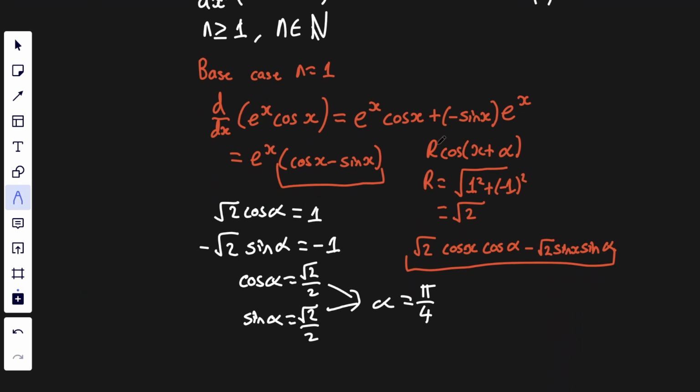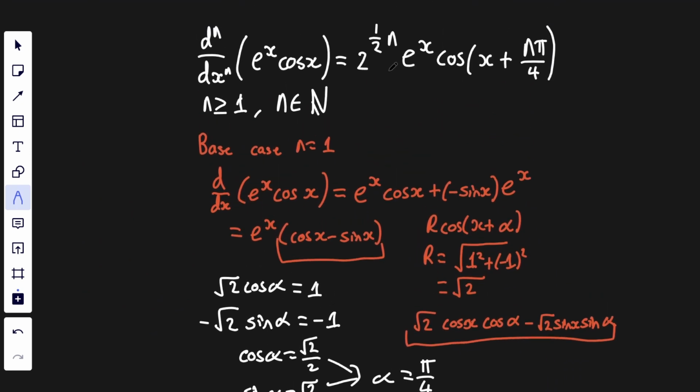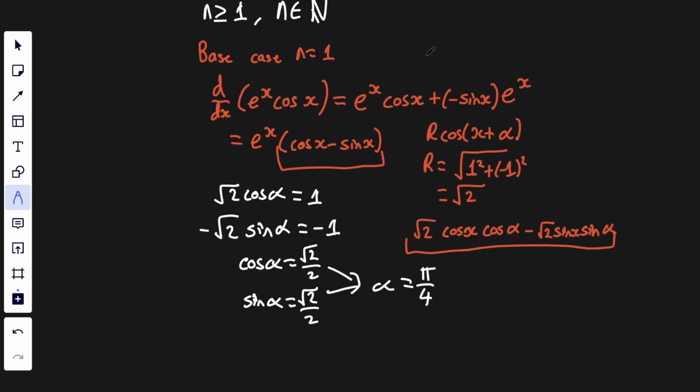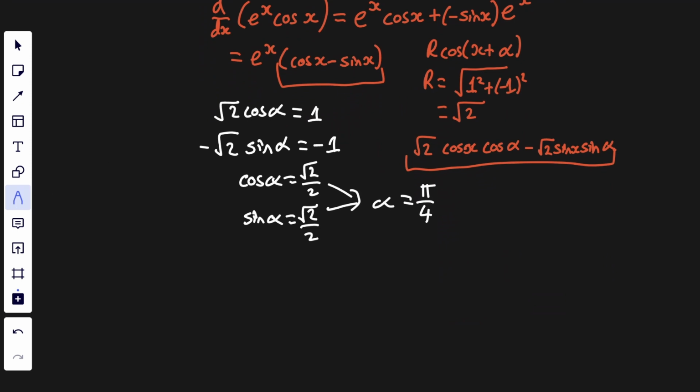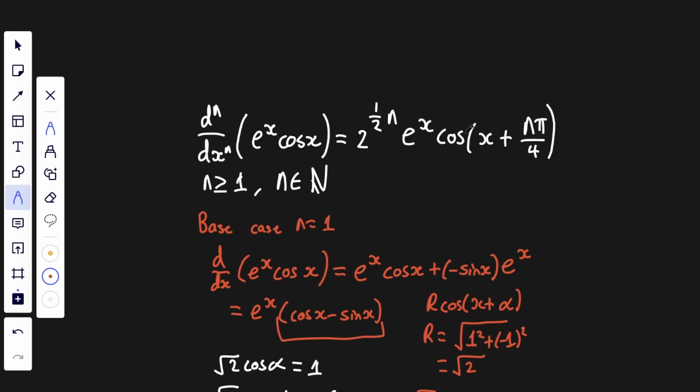So yeah, quite a tricky base case, but what you'll see is if you put n equals 1 in, you're going to get exactly this formula. Because now if I put the R back in, we've got e to the x times root 2 cos (x plus pi on 4), which is exactly what we had for that formula at the top.